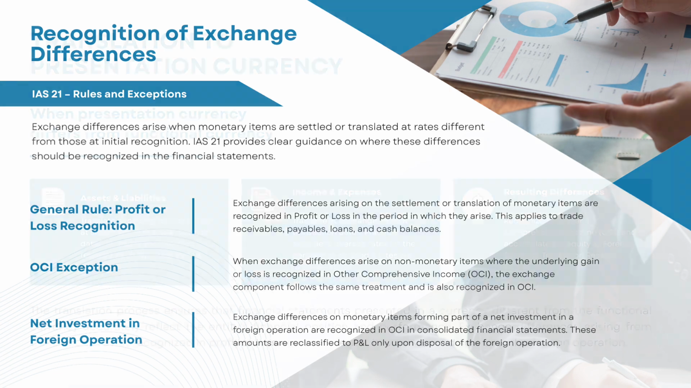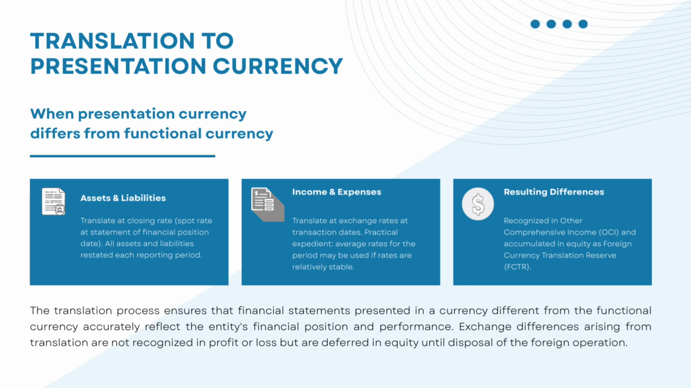Now, let's move to consolidation. If you need to translate your yen-based subsidiary into Aussie dollars for the group, we follow a specific three-step process: assets and liabilities at the closing rate, income and expenses at the transaction date rates, and the resulting difference goes to OCI. This creates the foreign currency translation reserve in your equity section.